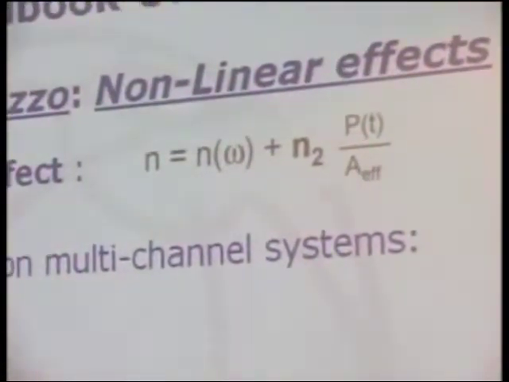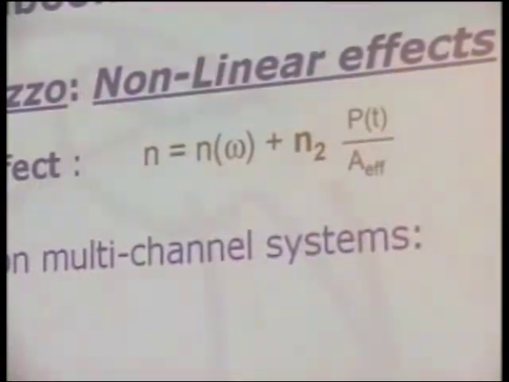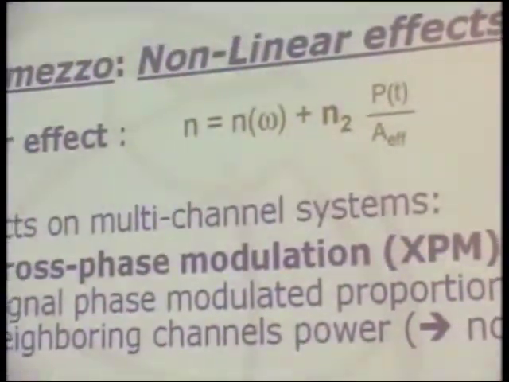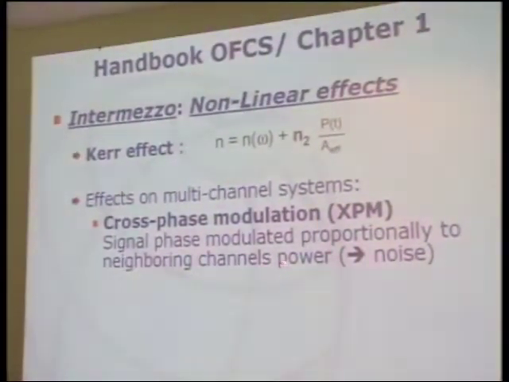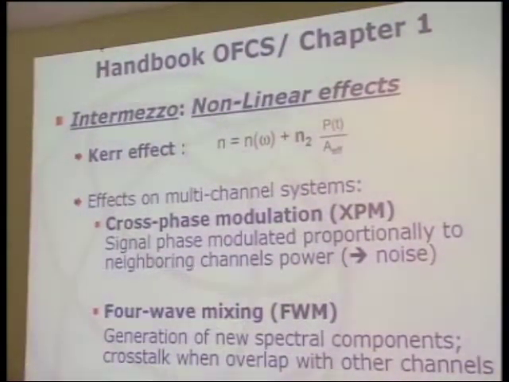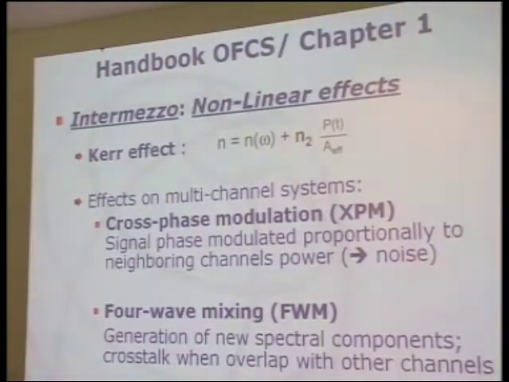This effect is particularly created in optically amplified systems, and there it can create several effects, especially if we are using multiple channels close to each other. One effect is the so-called cross-phase modulation. In this case, the signal is phase modulated proportionally to the neighboring channel power. So a neighboring channel can influence the phase of another channel, and that results in an increased noise level. There's also another nonlinear effect called four-wave mixing, which is the case when new spectral components are generated which overlap with other channels.